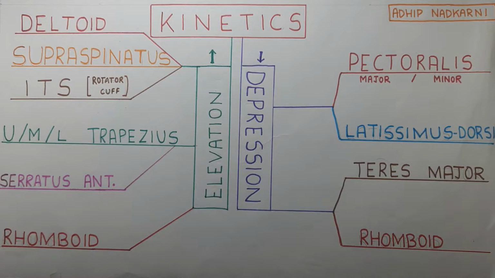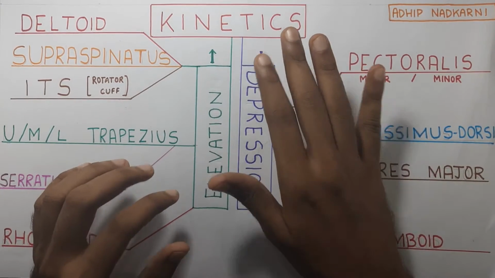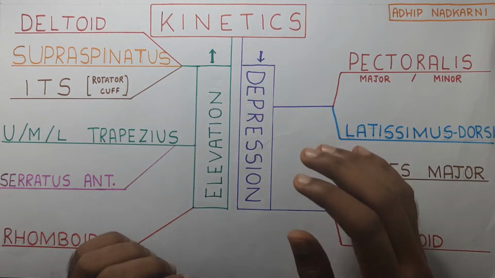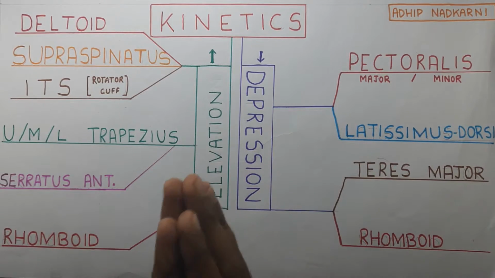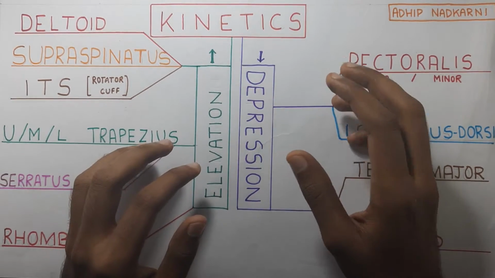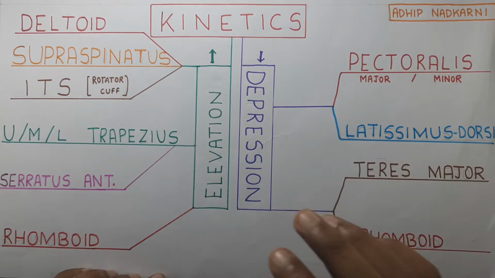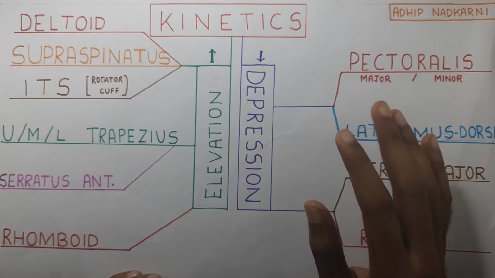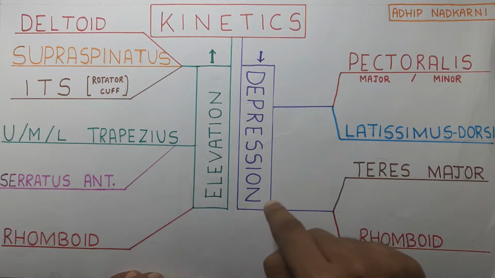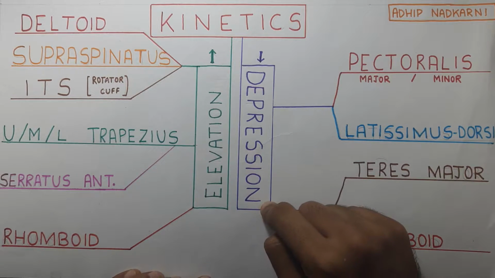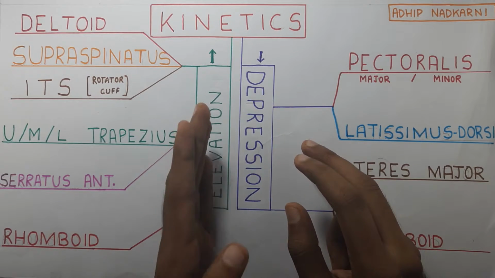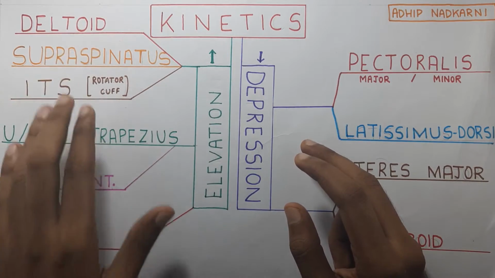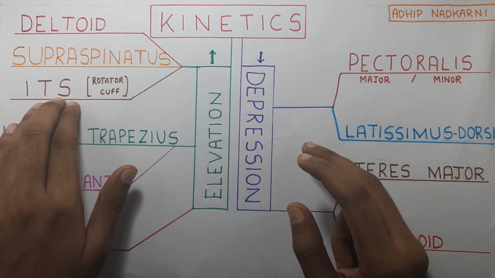In this video, we are going to talk about the kinetics of the shoulder joint. Now, what is kinetics? As I've talked about in the previous videos, kinetics is basically the reason for your movement, and that is your muscles. So we are going to talk about the muscles around your shoulder joint. The muscles around the shoulder joint are divided into elevators and depressors. So elevation and depression are the movements. Under elevation, there is your deltoid, supraspinatus and infraspinatus.